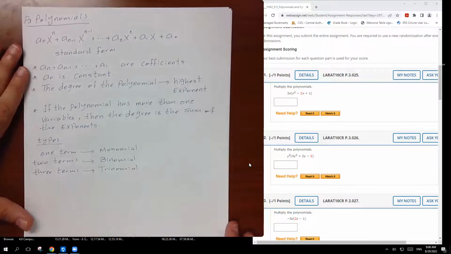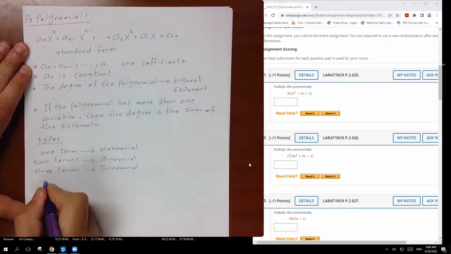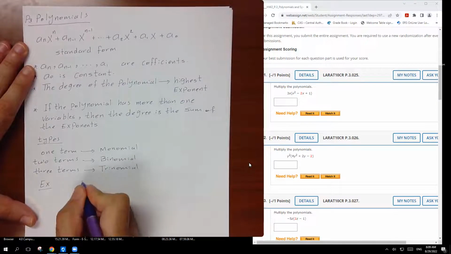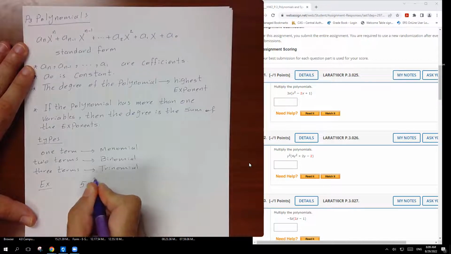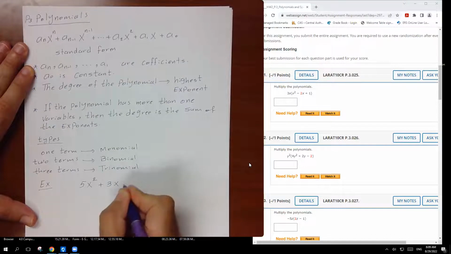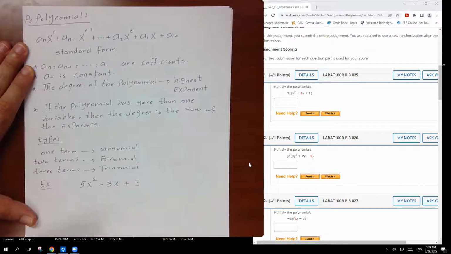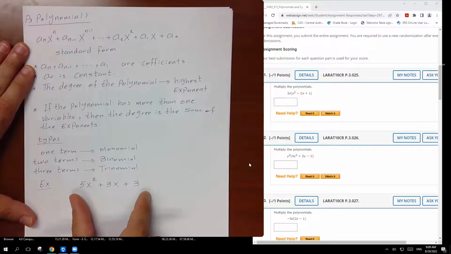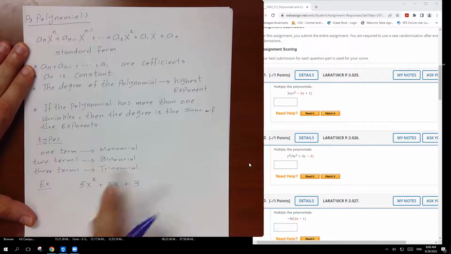Here's an example. If you have 5x squared plus 3x plus 3, now, how many terms do we have? 1, 2, 3. That means these are 3 terms. This is a polynomial. If they ask you the type of this polynomial, it's going to be a trinomial.